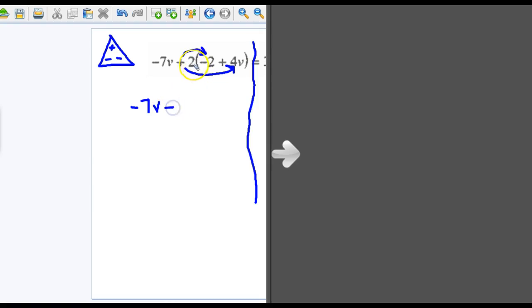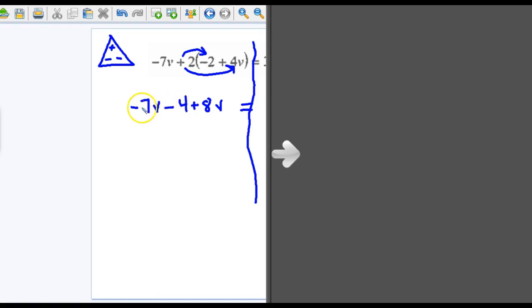So minus 2 times 2 is 4. And then a positive times a positive means it's positive. 2 times 4 is 8. And then my v tags along, and I'm going to put my little equal sign here. And I'm going to keep working on this side.